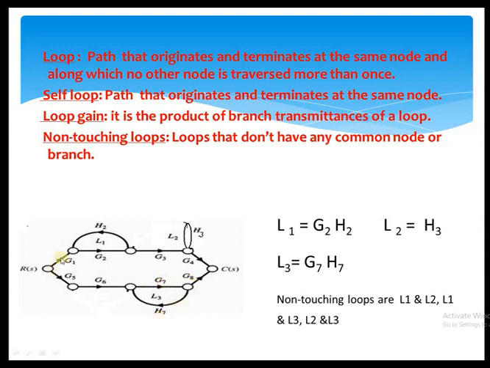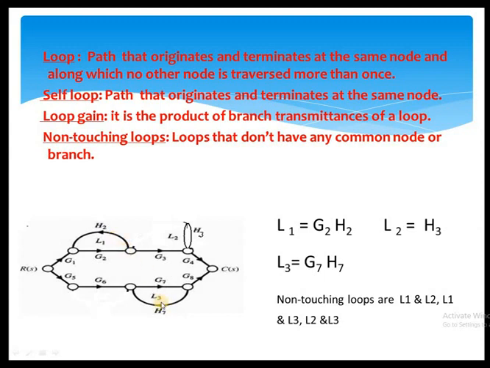R of S is the input node and C of S is the output node. These three loops are non-touching loops because there is no common node between any loop. For example, if you consider L1 and L2, there is no common node between L1 and L2. So it is a non-touching loop. Similarly, if you compare L1 with L3, there is no common node between L1 and L3.